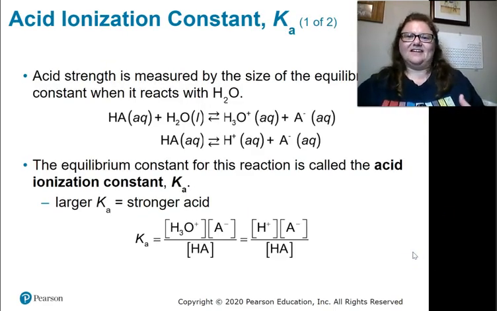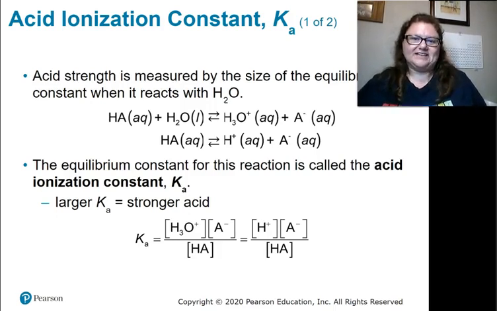All right, so here's the K value for acids. So we have a little subletter A next to the K when we're talking about acids. So the acid ionization constant is the K sub A together. Acid strength is measured by the size of the equilibrium constant when it reacts with water. And so we see our reaction there with water acting as a base. The equilibrium constant for this reaction is called the acid ionization constant, or Ka. The larger the Ka value is, the stronger the acid is.